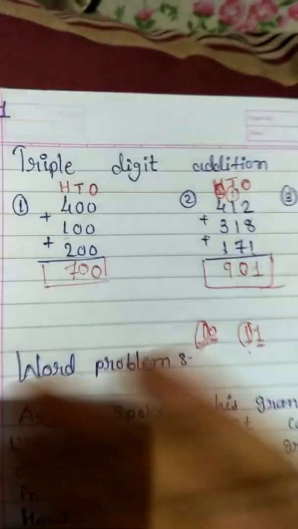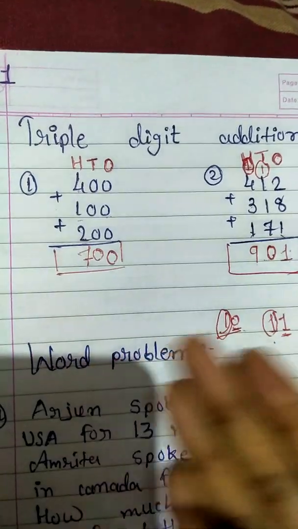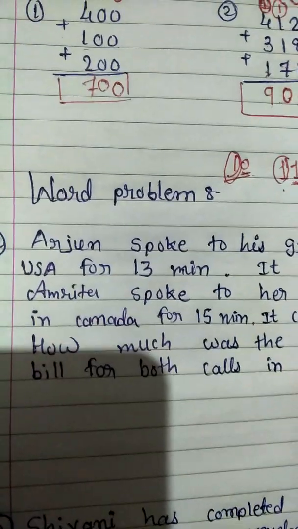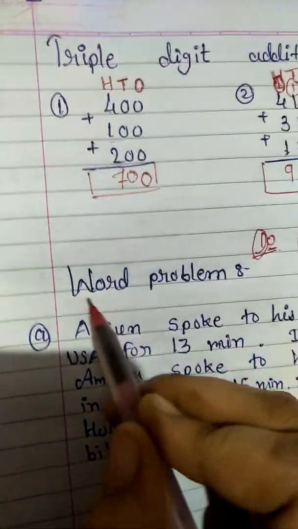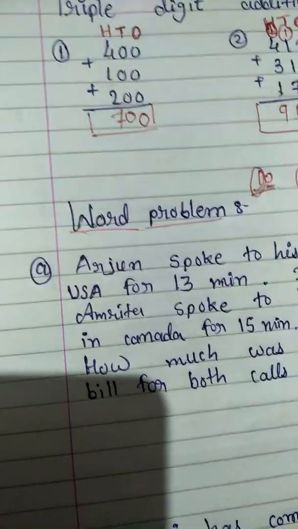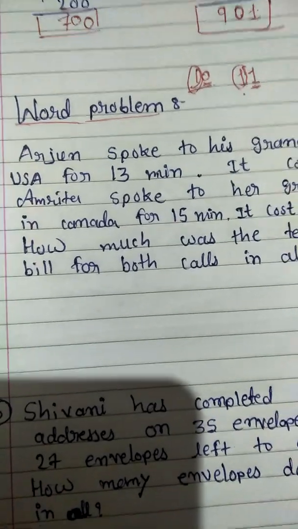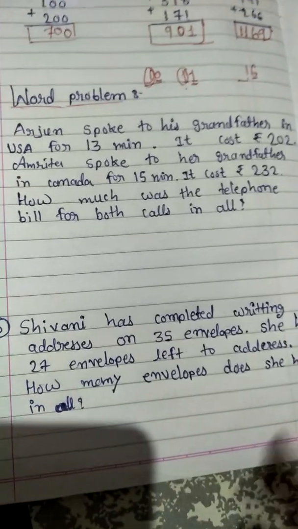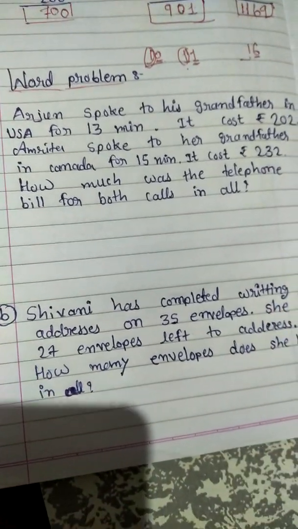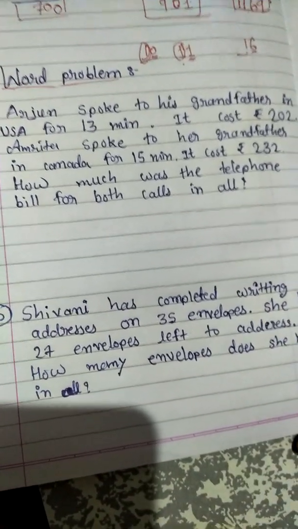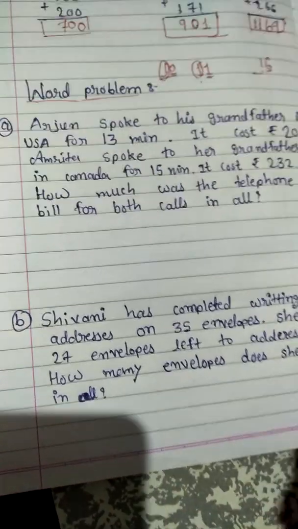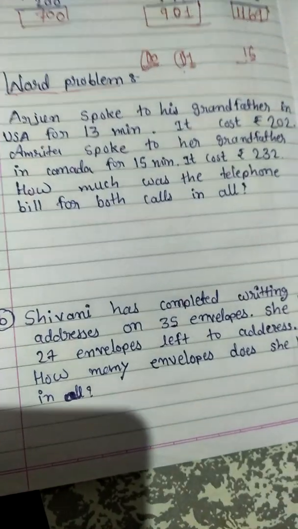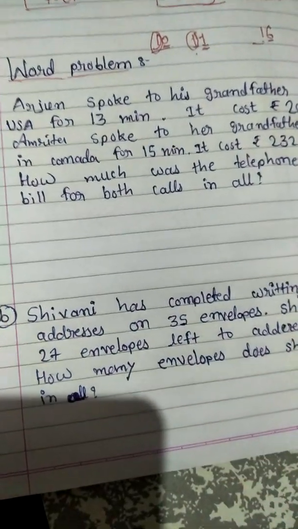Okay, so yes students, this is triple digit addition. I hope you understand it very well. I will give you some extra questions to solve. Next, word problems. We all know how to solve word problems. We solved this type of question in second standard also. So please try to remember what we do first. It is like a story sum, so we will first read the whole story, so that we can understand the basic concept, what the story is.